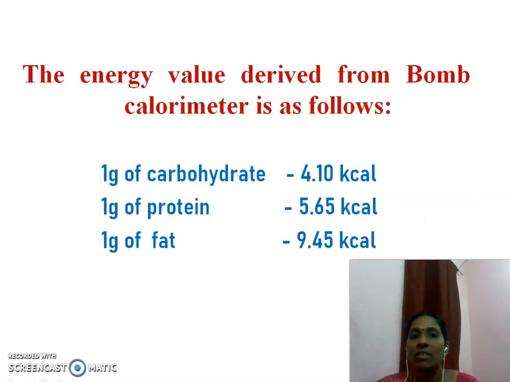So based on this, we can derive the energy value of foods for different nutrients. In this bomb calorimeter, the energy value derived is as follows. If you take 1 gram of carbohydrate, it will yield 4.10 kilocalories. If you take 1 gram of protein, it will yield 5.65 kilocalories. If you burn or oxidize 1 gram of fat, it will release 9.45 kilocalories. So these are all the kilocalories which we can derive based on the bomb calorimeter.